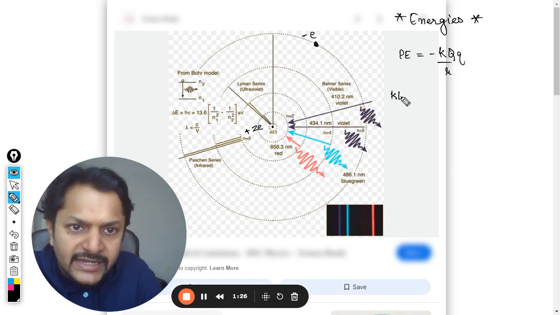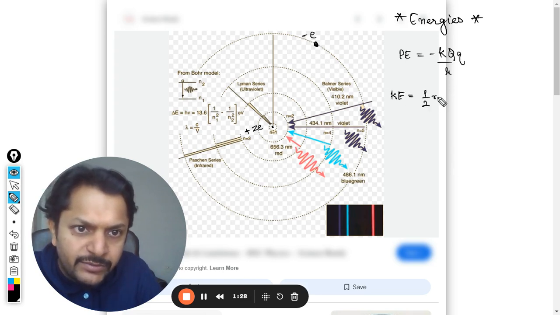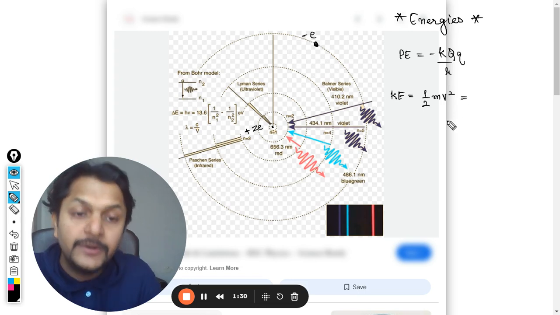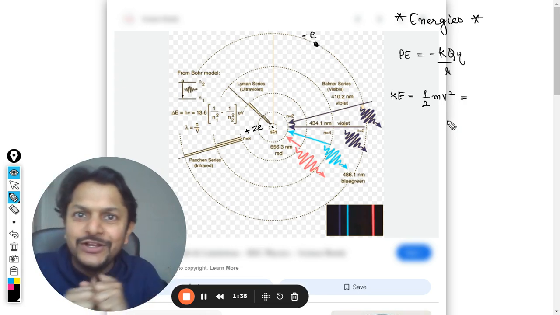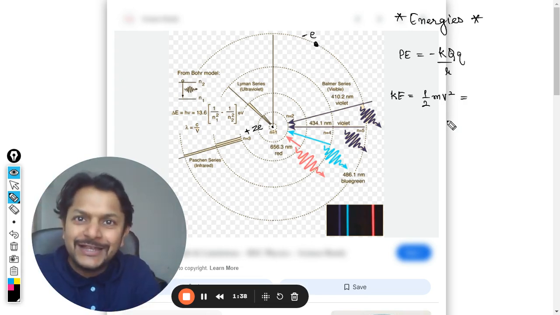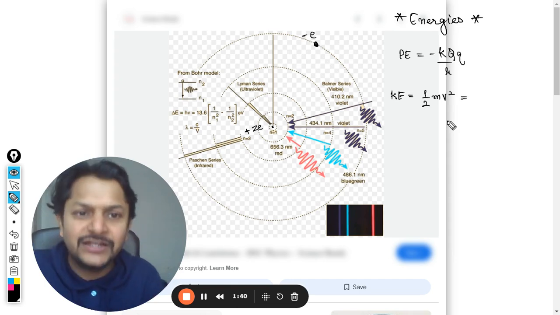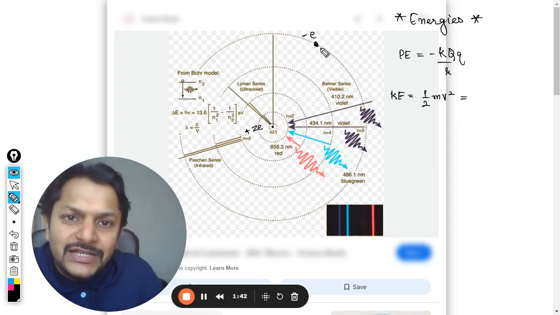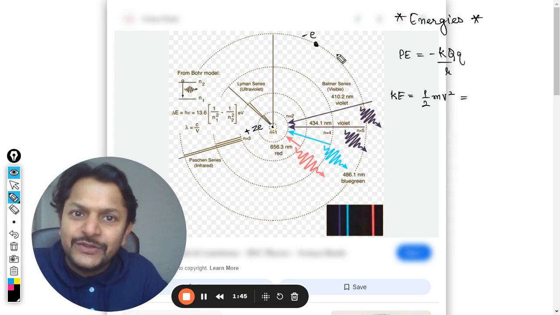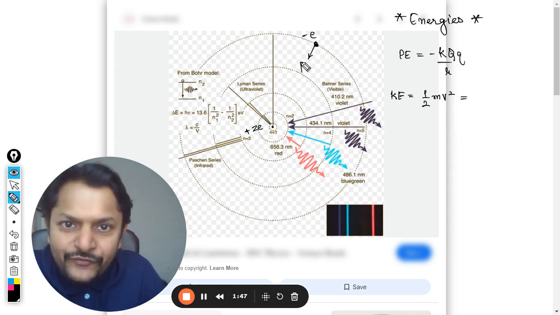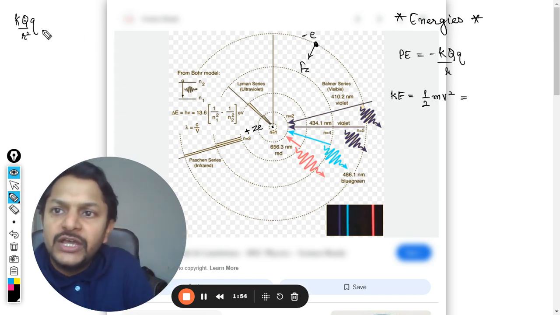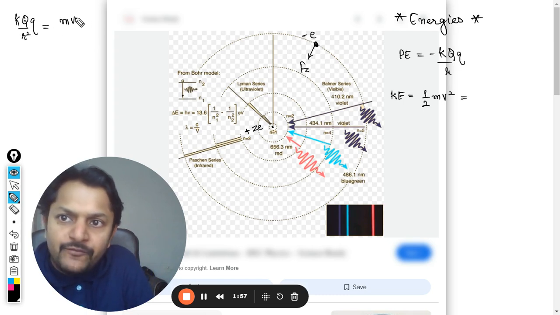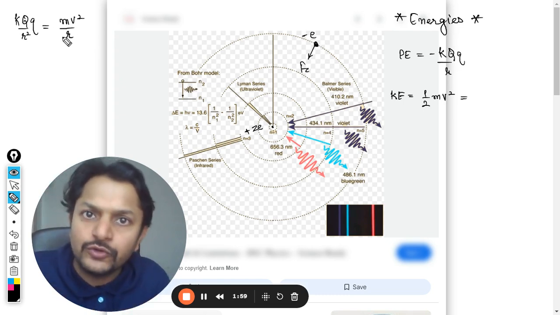Now, what about the kinetic energy? Kinetic energy is given by half mv squared. It is highly tempting to find the expression for the velocity that we learned in the last video and plug it in here, but we're not going to do any of that. Listen to this, we're going for the easiest possible method. This is the centripetal force here, and I can just write KQq divided by r squared, which is the Coulombic force, equal to mv squared by r, that is the centripetal force.